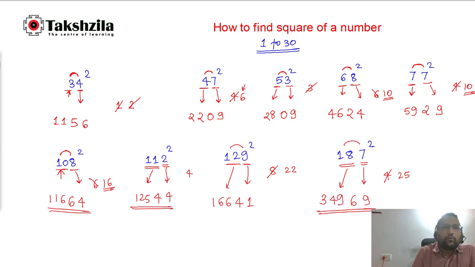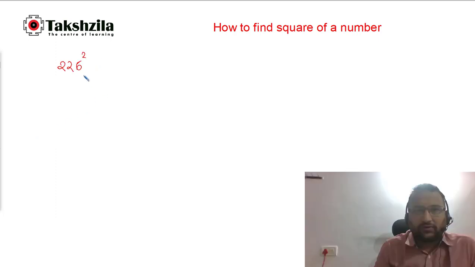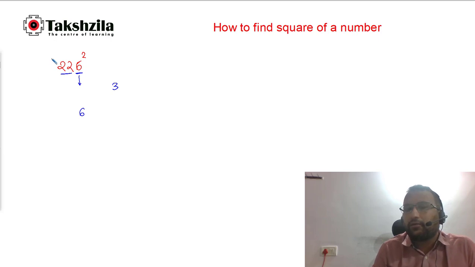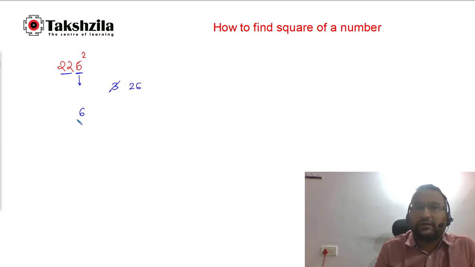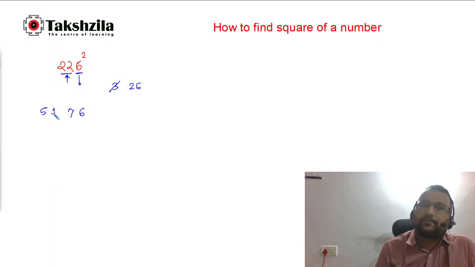Now let's take a few more examples. Let's say I want to find the square of 226. So the first step is to separate the unit digit. 6 square is 36, 3 becomes carry. 22 into 6 is 132, double of 132 is 264, 264 plus 3 is 267. After that, 22 square is 484, 484 plus 26 is 510.